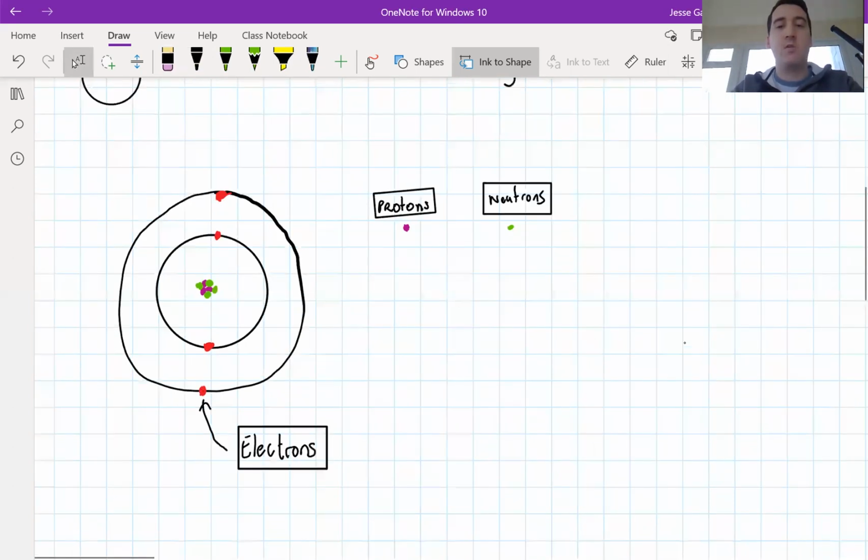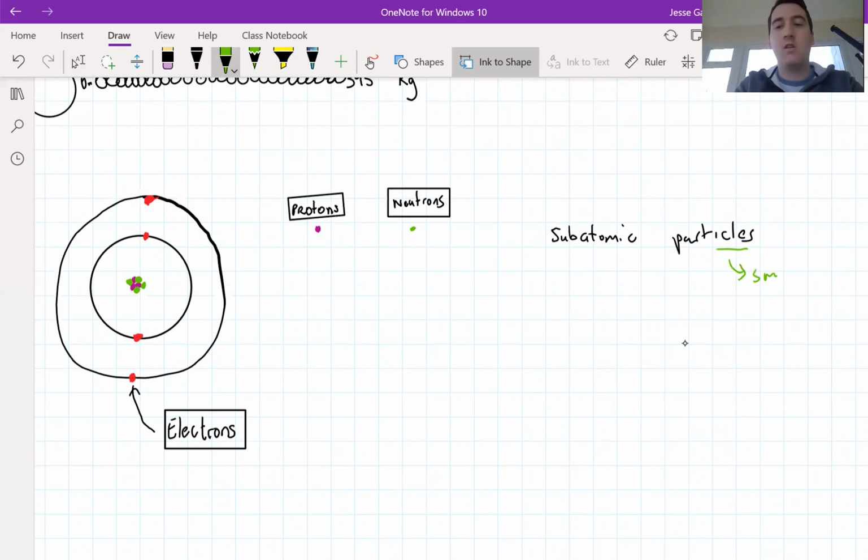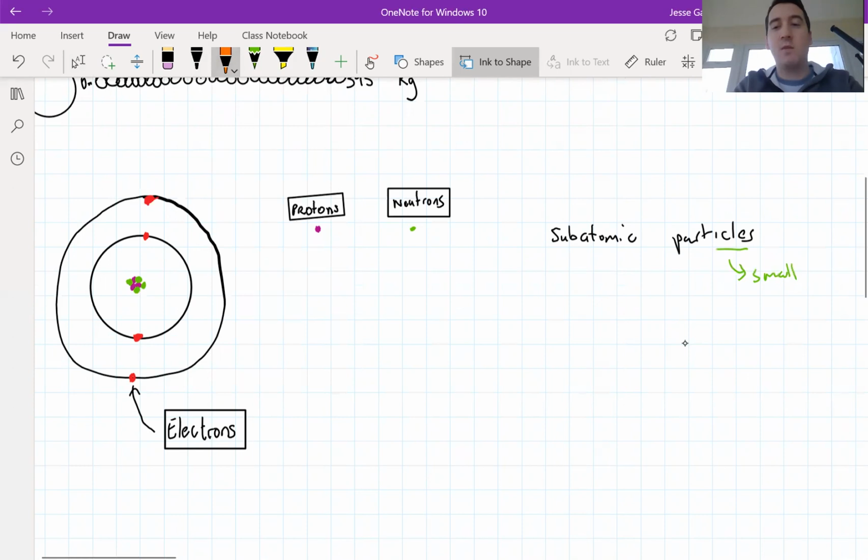Now, again, I don't want you to write anything, just listen. We call these 3 types of particles subatomic particles. Now, where do those words come from? Well, we've got "ical", which means small. And we've got "part", which obviously means piece. So particles means small pieces. That's where that word comes from.